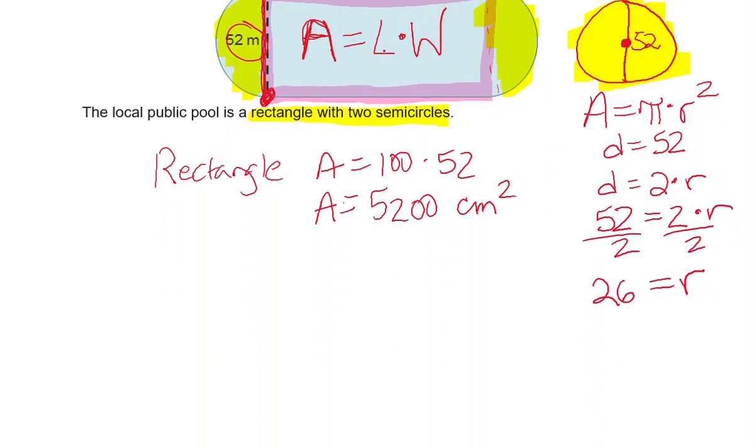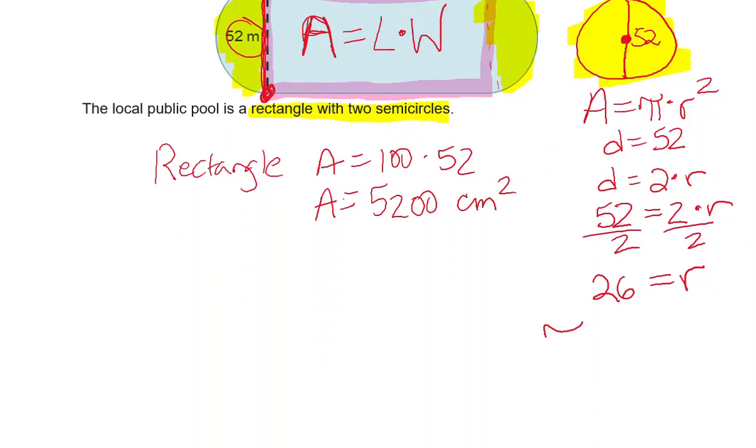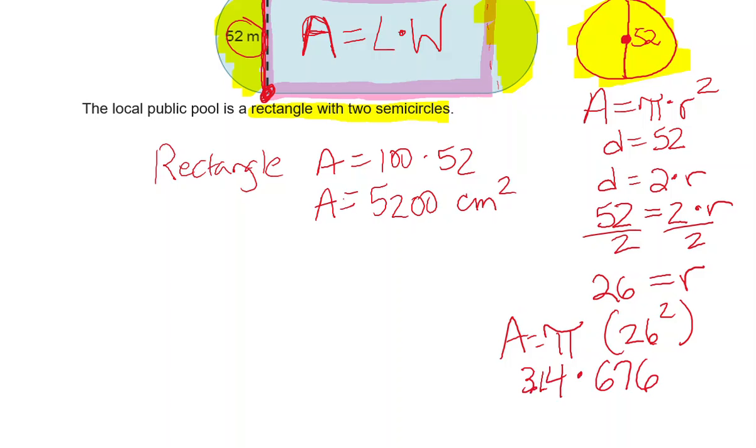Now I can use my formula for the area of a circle. Pi times 26 squared. With order of operations, you have to do exponents first. 26 squared is 676. 676 times 3.14 is 2,122.64 meters squared. This was meters, not centimeters.